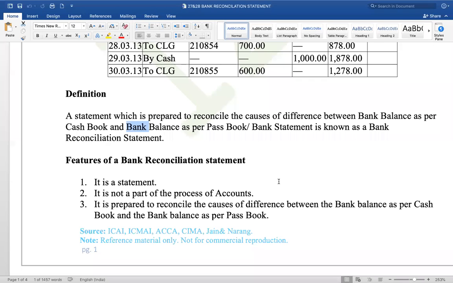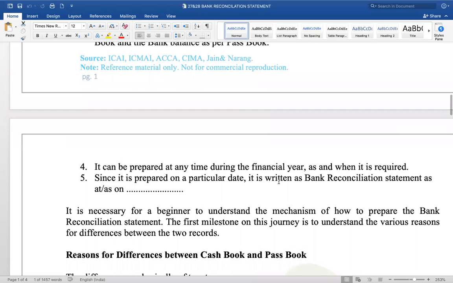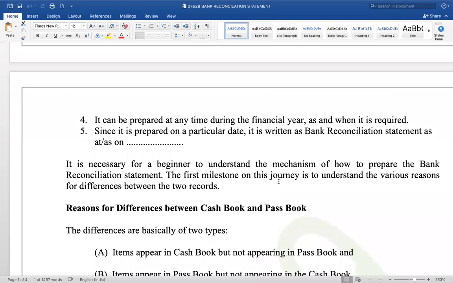It is prepared to reconcile the causes, the reasons for differences between cash book and bank book, bank balances. And it can be prepared at any time, not necessarily at the end of the accounting period. Whenever they want or require to reconcile, they can reconcile.